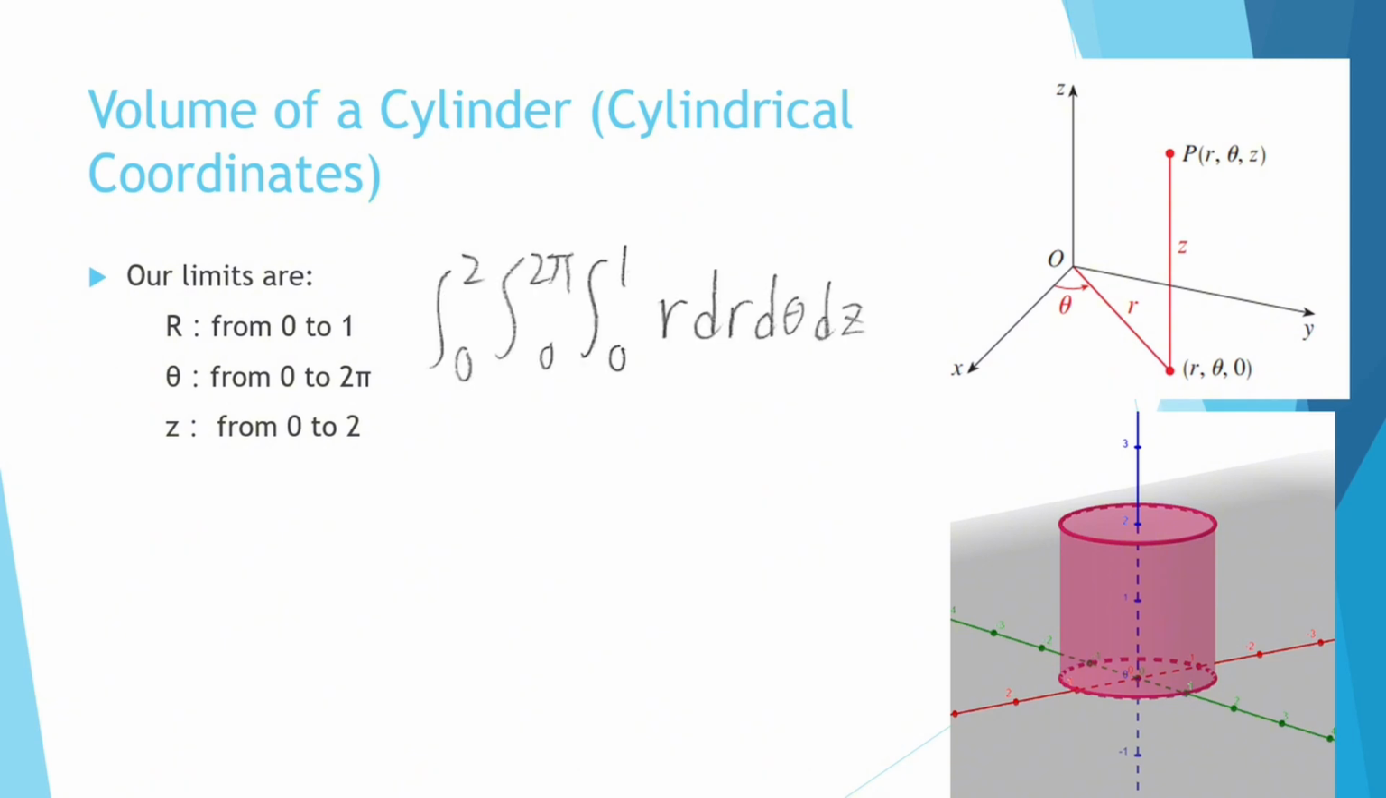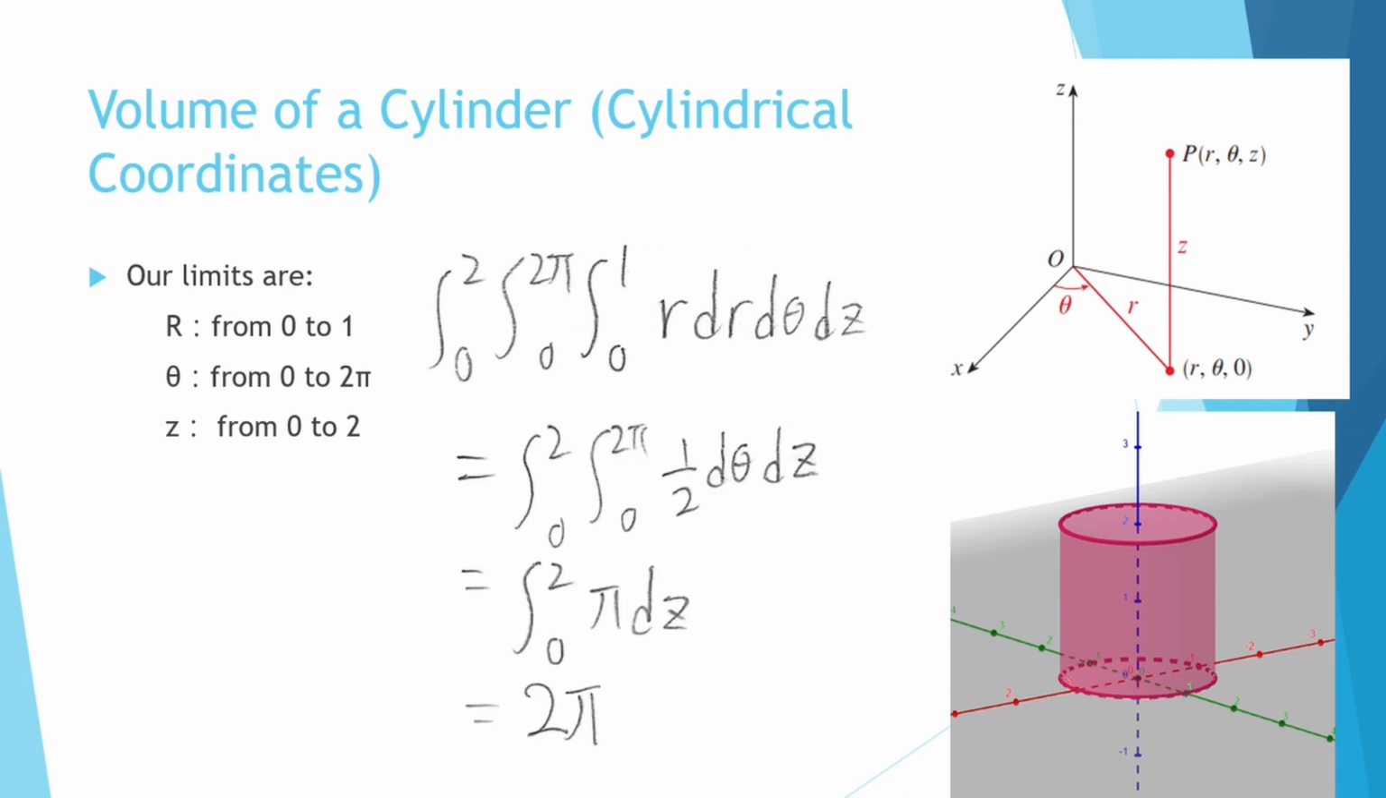First, integrate with respect to r from 0 to 1. The integral of r with respect to r is 1/2 times r squared. Evaluate from 0 to 1, giving 1/2. Next, the integral of 1/2 with respect to theta is 1/2 times theta. Evaluate from 0 to 2 pi, which gives pi. Finally, the integral of pi with respect to z is pi times z. Evaluate from 0 to 2, which gives 2 pi. Then we have our final result: the volume of the cylinder is 2 pi cubic units.